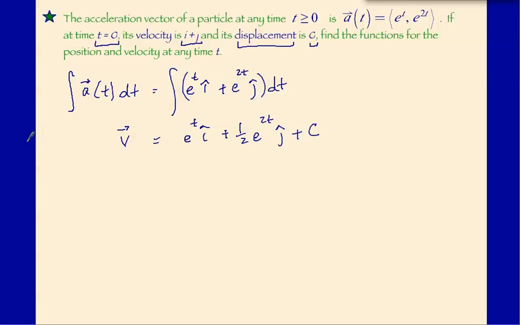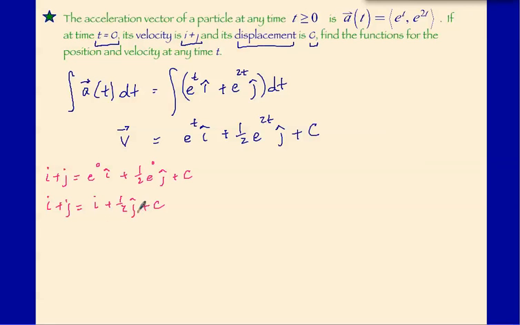Now I'm going to have to make room for this. This is going to be i plus j, the velocity at time t equals 0, which means e to the 0 i hat plus 1/2 e to the 0 j hat plus c. So we end up with i plus j is equal to, I'll just quit the hats for now, i plus 1/2 j plus c, because e to the 0 of course is 1.